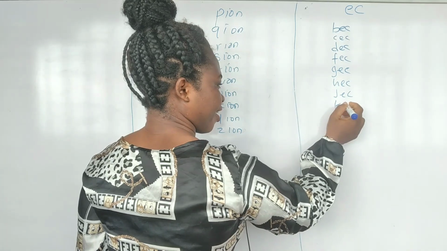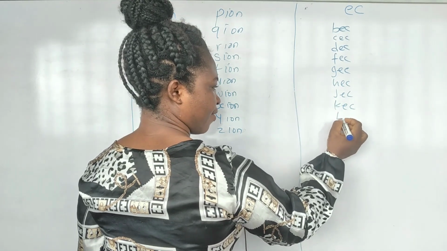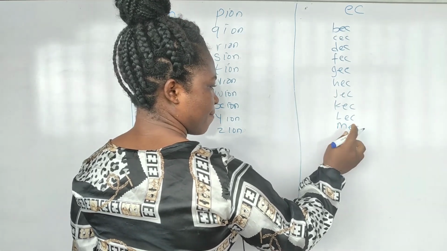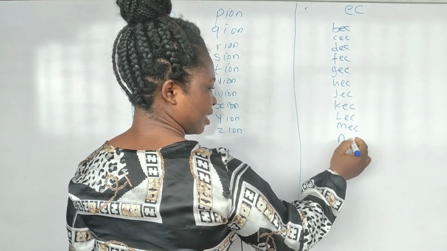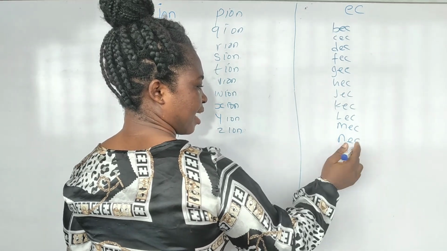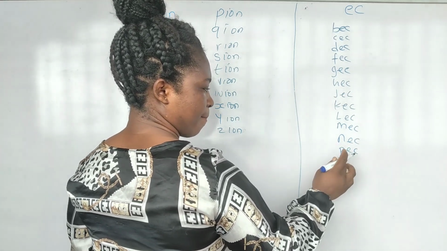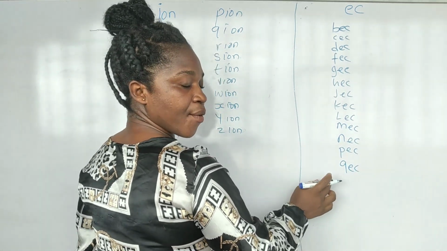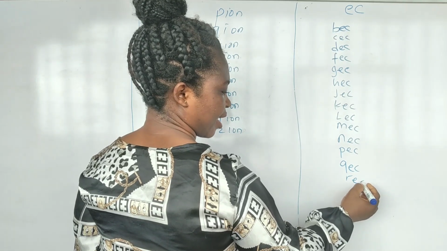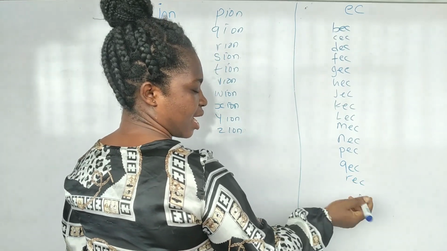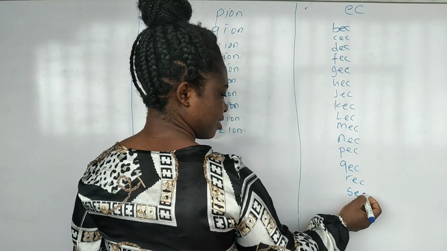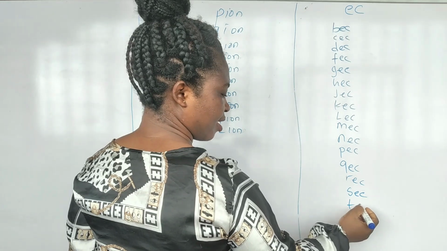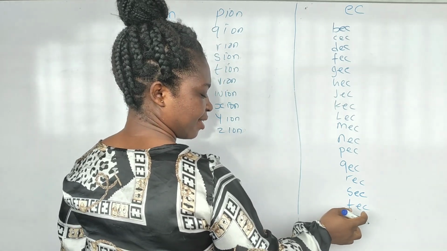Next one we have the cake, cake. We have leg, leg, leg. We have neck, neck, neck. We have peck, peck, peck. Again we have quack, quack, quack. We have wreck, wreck, wreck. And the next one we have S. This is sec, sec, sec. We have T, tech, tech, tech.